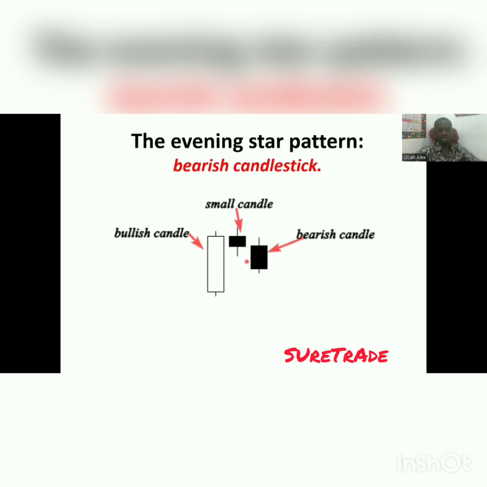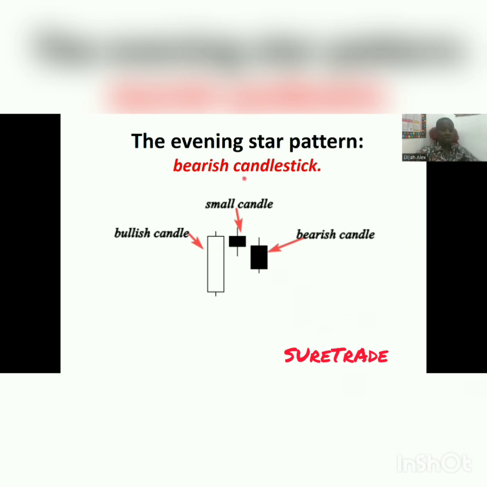Next is the evening star. The opposite of the morning star is the evening star. For the evening star, the first candlestick is always a bullish candlestick, followed by a small candlestick. It could be a small bullish or a small bearish candlestick. But mind you, the third candlestick must be bigger than the second candlestick, or it must be a bearish candlestick, for it to be seen as the evening star.